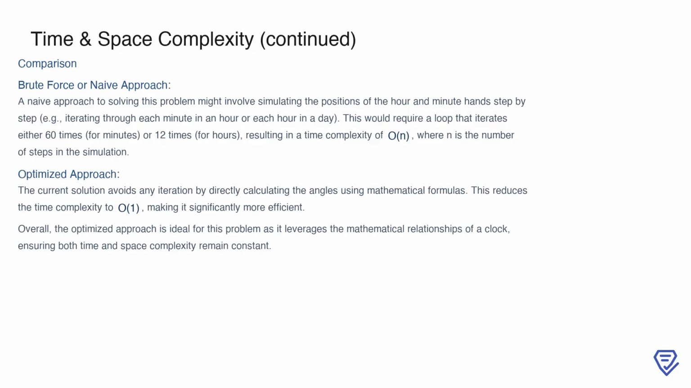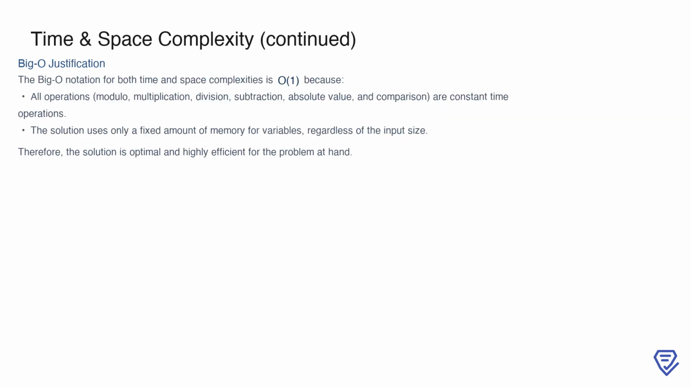In contrast, the optimized approach skips all iterations by directly computing the angles using mathematical formulas. This eliminates the need for loops and reduces the time complexity to O(1). The optimized method, therefore, is ideal as it leverages the inherent mathematical structure of a clock to achieve constant time and space complexity. Finally, let's justify why the solution has a big O notation of O(1) for both time and space complexities.